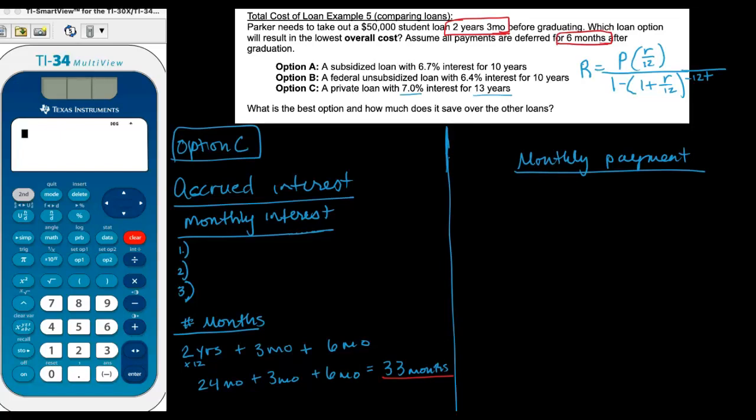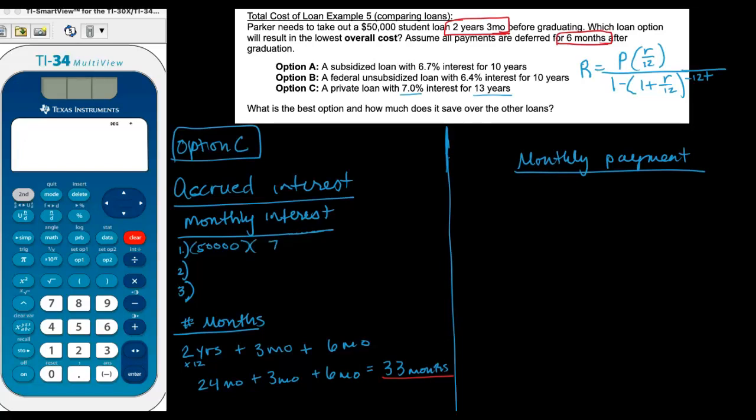And so we're going to go through the same steps as the last option B because, you know, in this case, even though it doesn't say, it's an unsubsidized loan. So private loans are always unsubsidized. The student is going to have to pay the interest that accrues while in school. So to find the accrued interest, we're going to first find the monthly interest by taking the principal, which is $50,000, and we're going to multiply it by the interest rate.